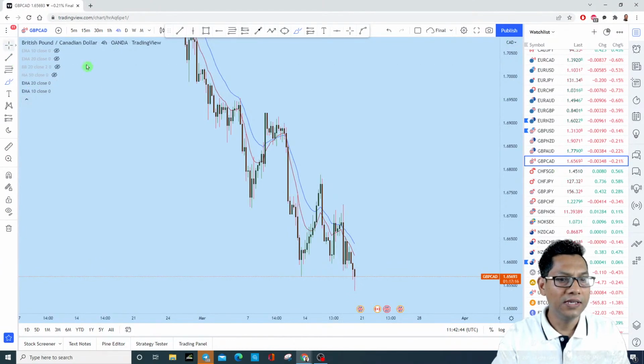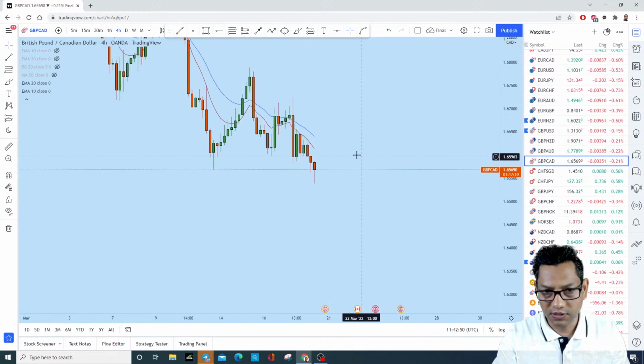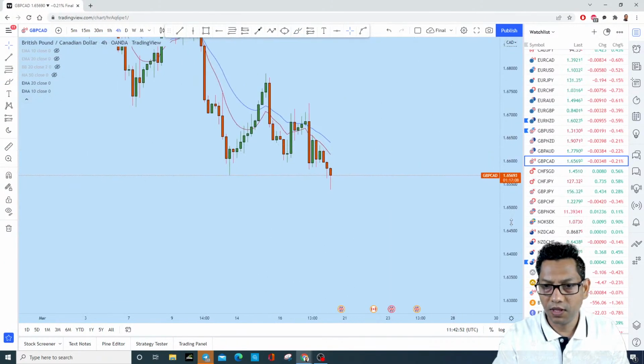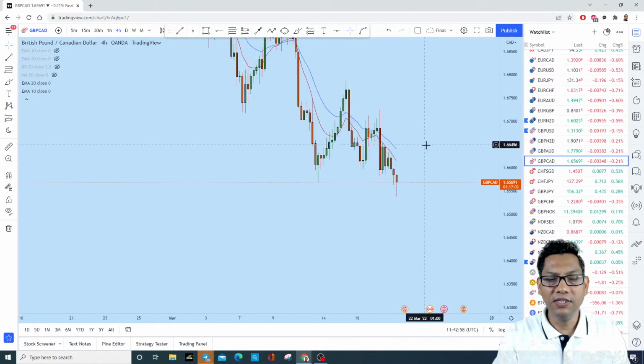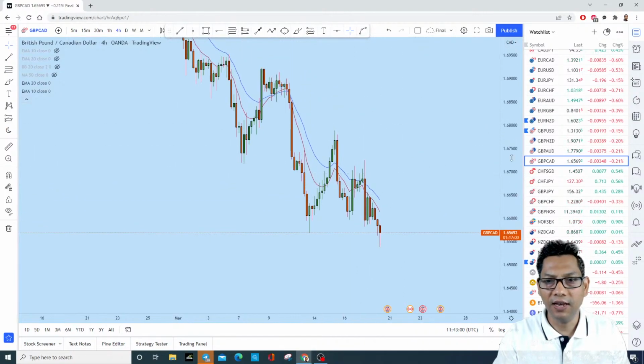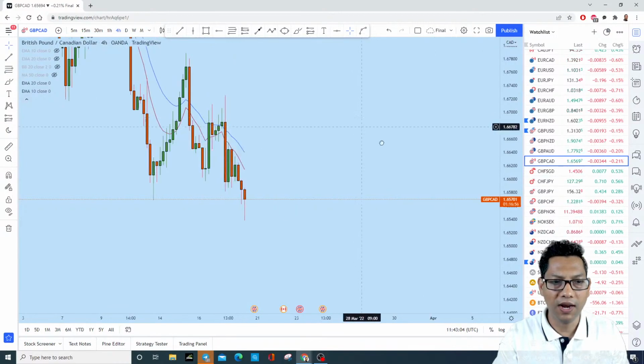Today I have sent, I think on YouTube and also on TradingView, almost a trade signal. You could have seen why I have given this. You see this GBP CAD, let me show you. This is very, very important. You need to understand how the market works.